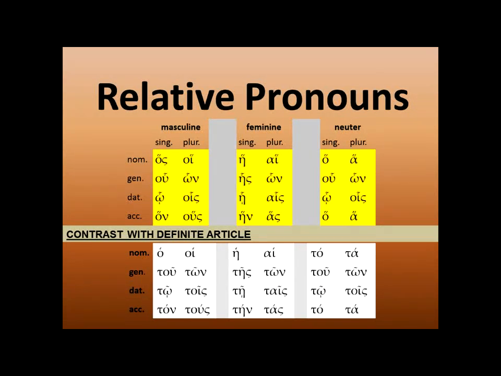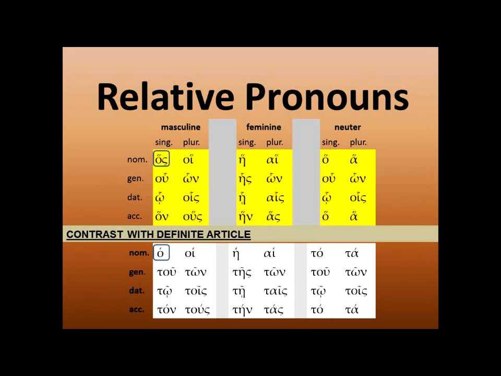And because the relative pronoun is so regularly declined, if you simply remember the first and second declension endings as we have learned them, and then remember to put a rough breathing mark and an accent over the vowel, then you're going to be able to construct the declension for the relative pronouns.